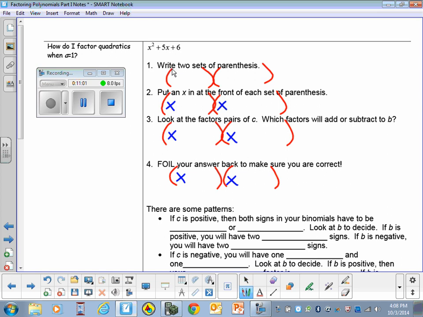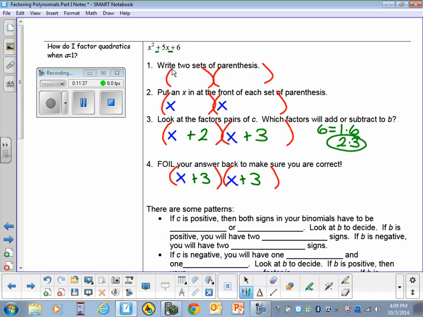Now, I need to look at the factor pairs of c. c equals 6. 6 is 1 times 6 and 2 times 3. I want, in this case, to add them to a positive 5. I know I'm adding because both of my signs here are addition in the original problem. Okay, 2 plus 3 is 5, so that's what's going to work. Plus 2, plus 3.